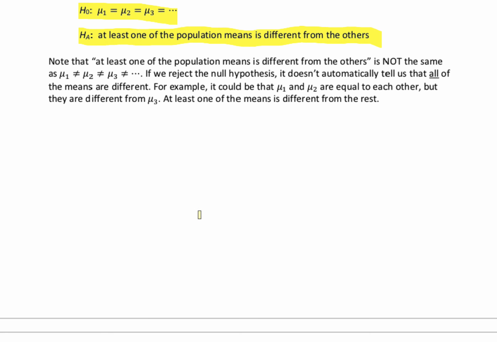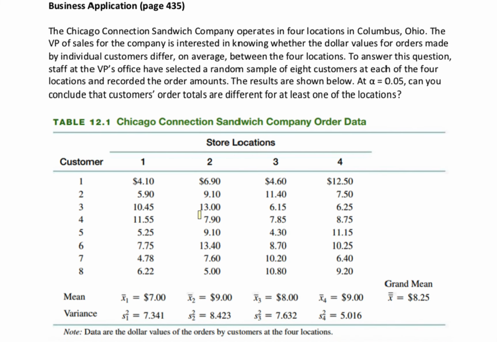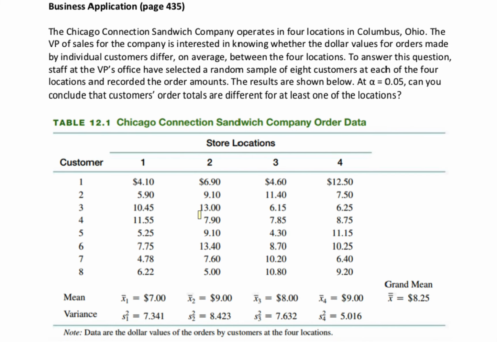We're going to look at an example here. We have a sandwich company with 4 locations, and they want to know whether the dollar value for orders made by individual customers differs on average between the 4 locations. Maybe at one of the locations people tend to order a lot more food, or maybe a lot less food. Either way, we want to know if there's a difference between the locations. We have these results, and we are using an alpha of 0.05 here.